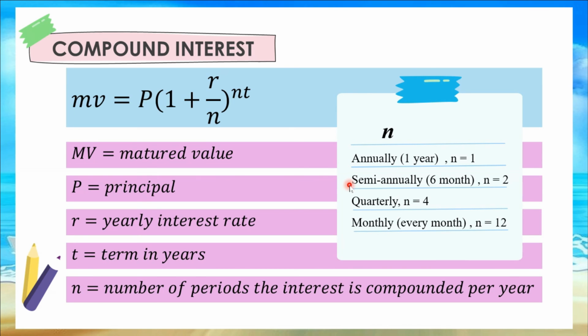If the question says it is compounded semi-annually, it means you get the interest every 6 months. So in 1 year you get 2 times interest, so N equal to 2. Quarterly means in 1 year you get 4 times interest. Lastly, monthly means every month you get the interest, so in 1 year you get 12 times interest.